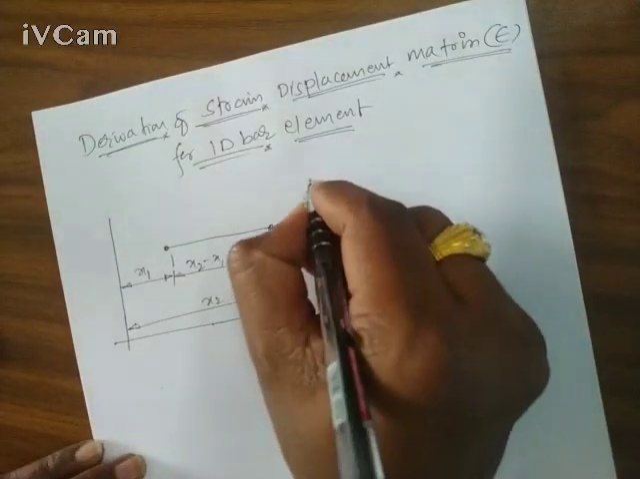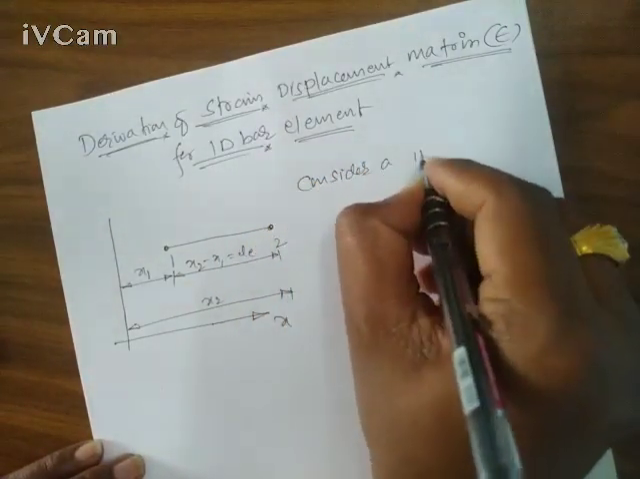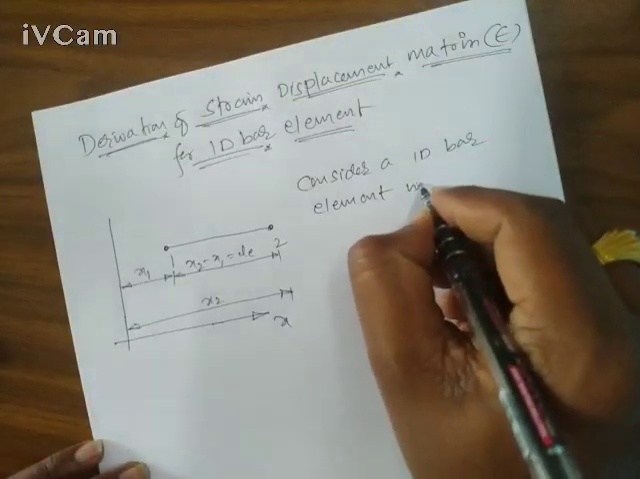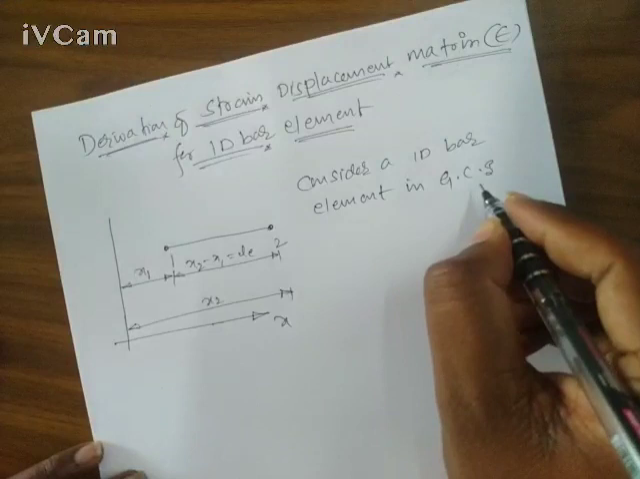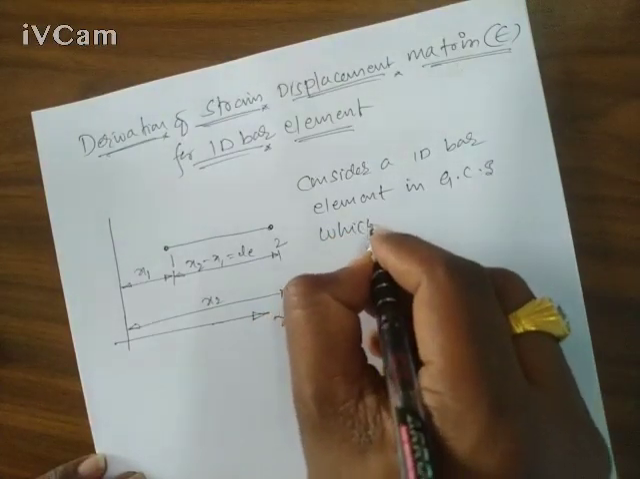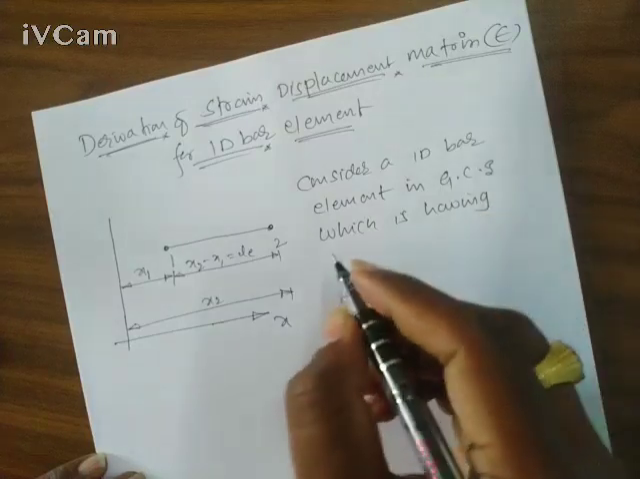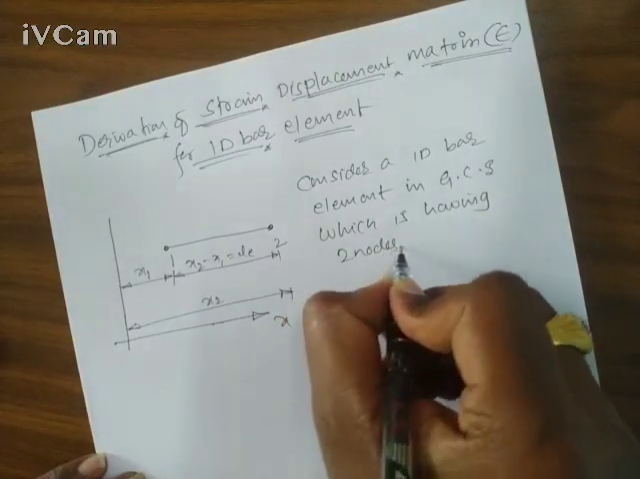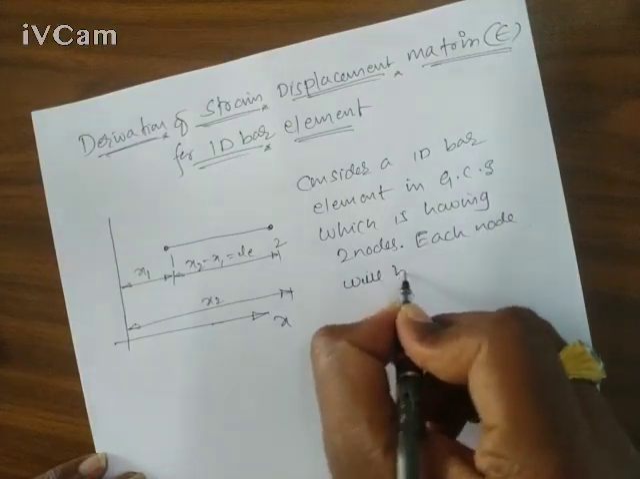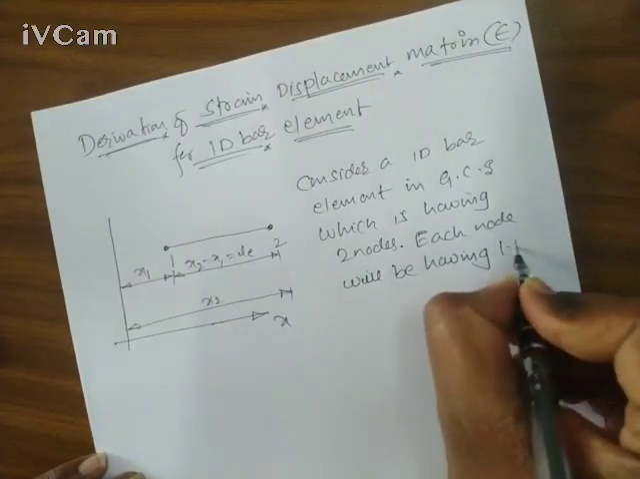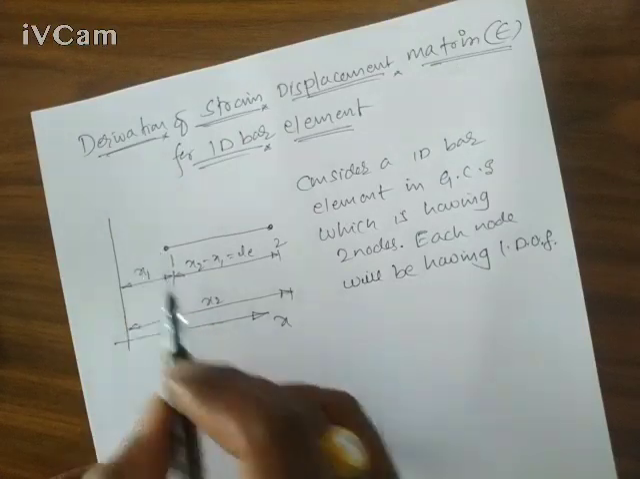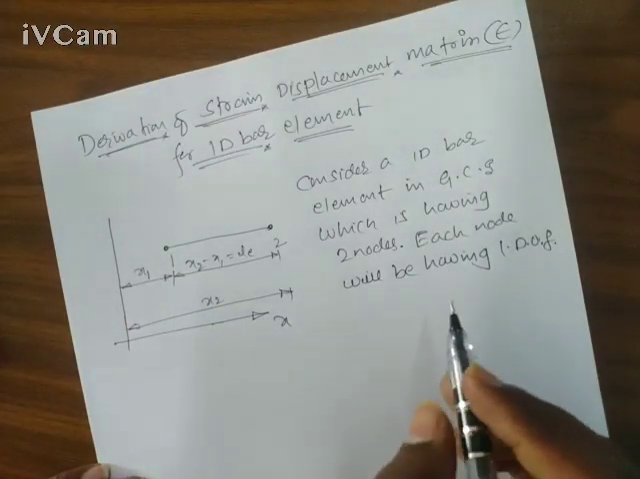So coming to the explanation, consider a 1D bar element in the global coordinate system. G.C.S means global coordinate system. It has two nodes, and each node will be having 1 degree of freedom. Why is it 1 degree of freedom? Because at every node there will be only one displacement available. That is the reason I am saying that every node will be having 1 degree of freedom.